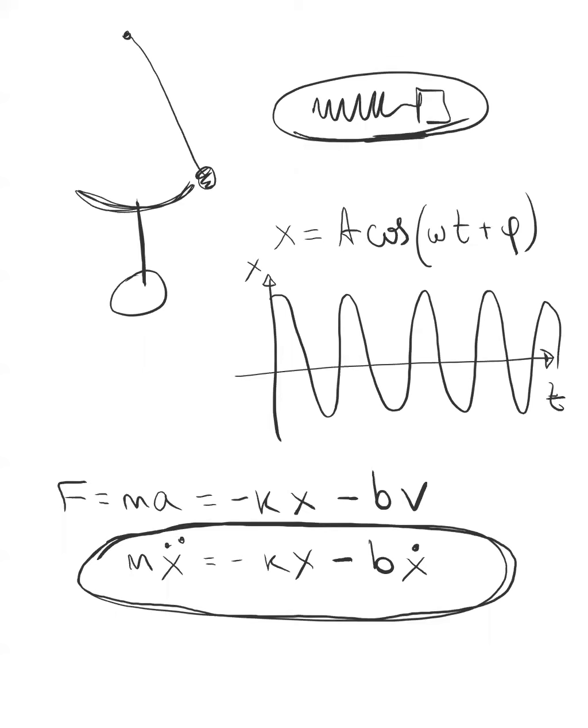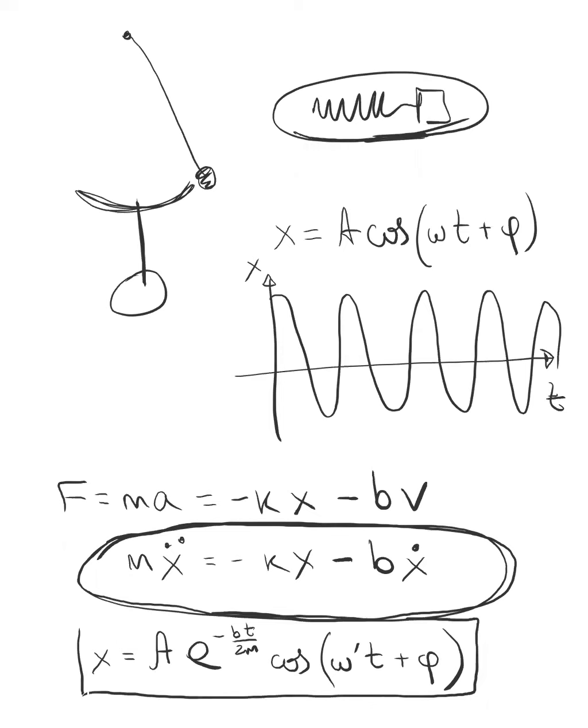I don't want to get into technical details here in EP1, but the solution of this equation is given by x is equal to A times the exponential of negative bt divided by 2m times the cosine of some frequency times t plus phi. And if you want to verify that this is a solution, take its derivative, take its second derivative, plug them in here, and you will see that this equation will be satisfied by this solution.